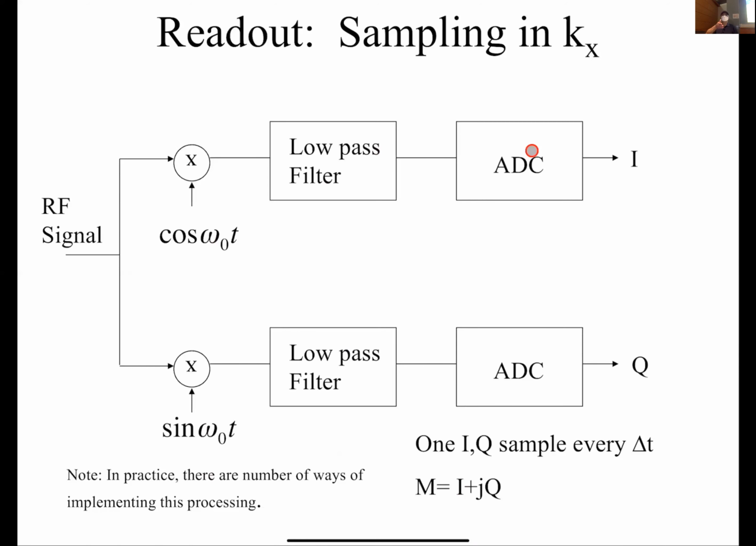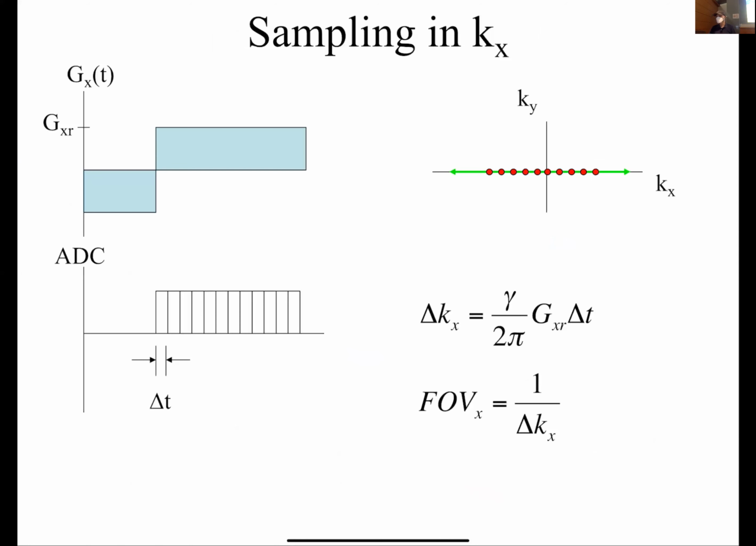What that does is it samples the incoming waveform at some interval, every delta t. It's going to take a sample. It does two things: it samples, and it also quantizes, so it has to assign a number to that. We're not really going to talk about quantization in this course. We'll assume the quantization is good enough, but the part we care about is the sampling part. So this is what it looks like. The delta t is how often we're acquiring a sample in k space along the kx dimension.